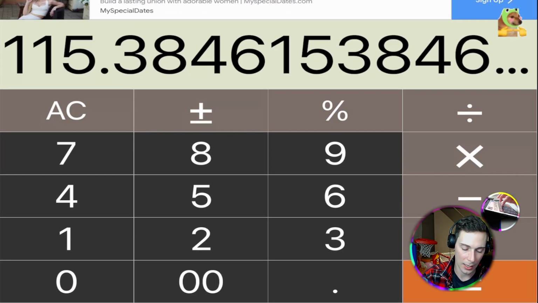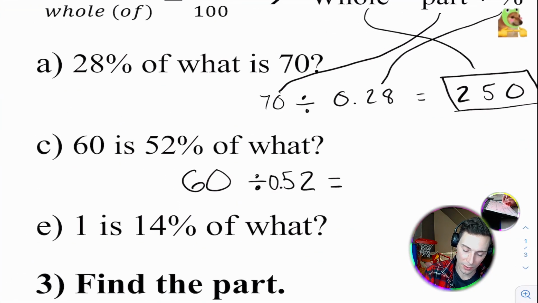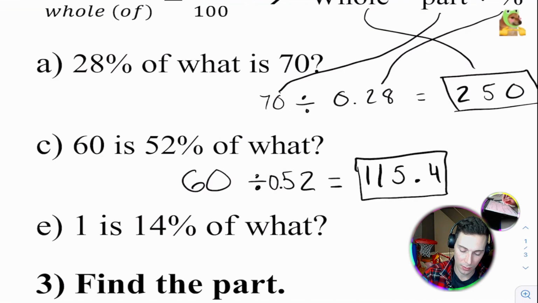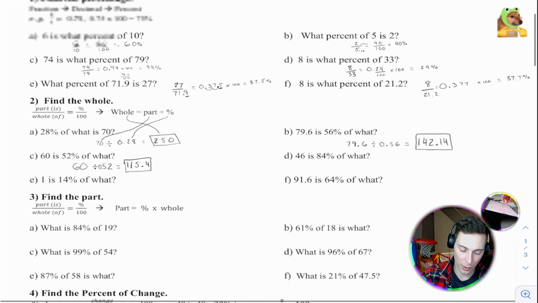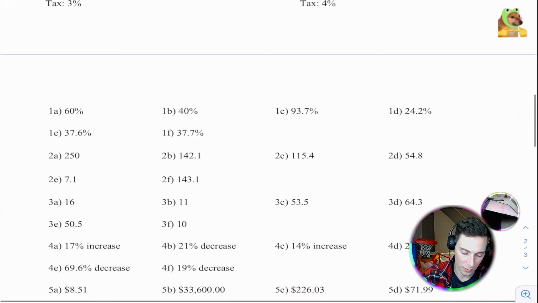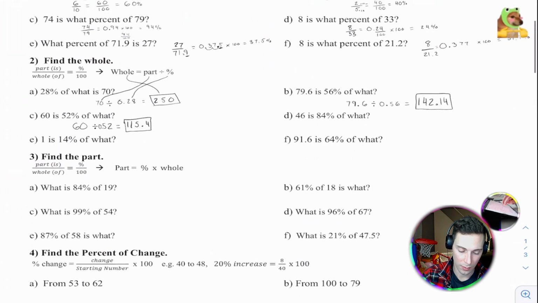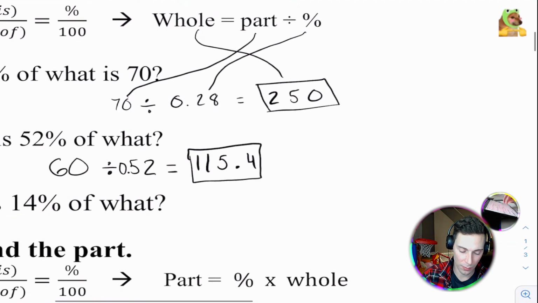115.38. So let's round this up to 115.4, just because that's what they did in the last answer. 0.38 is closer to 0.4 than it is to 0.3, and we can check that answer. 115.4, 2C, right there. All right, we're good. Doing what they want us to.